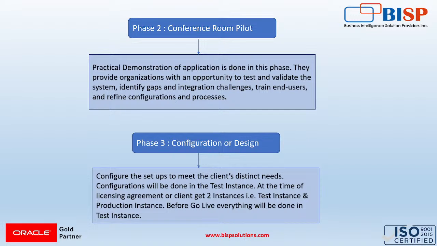So the third phase to come is configuration or design. It means that we have to configure all the setups, all the processes that meet the client's needs. First we have to do it in the test instance, as we all know that Oracle Fusion Cloud provides the test instance and then the production instance. So all the configuration and testing will be done in the test instance, and after everything goes smoothly, everything is done in the test instance.